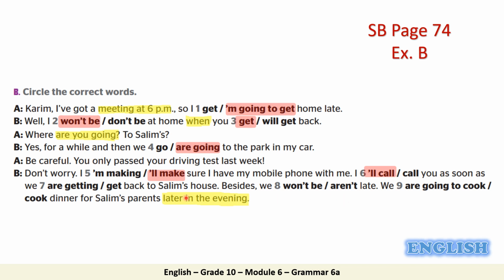Now, "as soon as we are getting" or "we get back"? Remember, yes, it's a habit, so we get back. Now, "we won't be" or "aren't" late? This is a promise, so won't be. Well done. "We are going to cook" or "we cook"? Yes, are going to cook because it's a future plan. Well done, everyone.